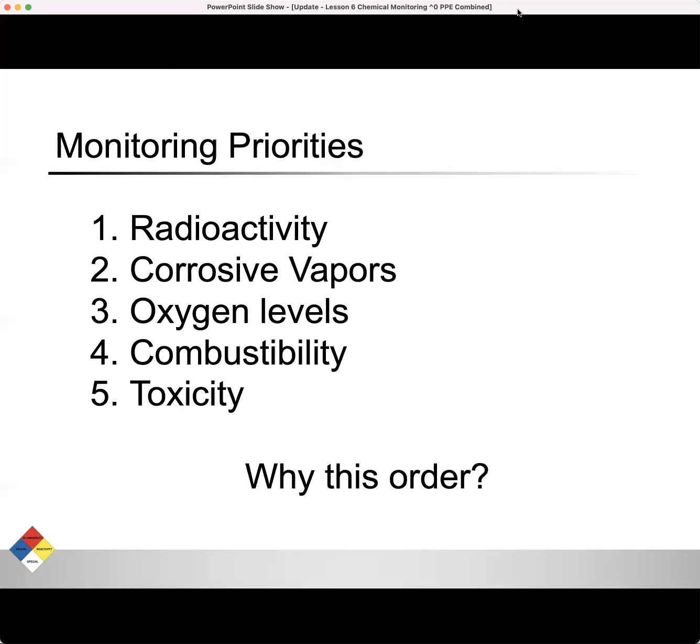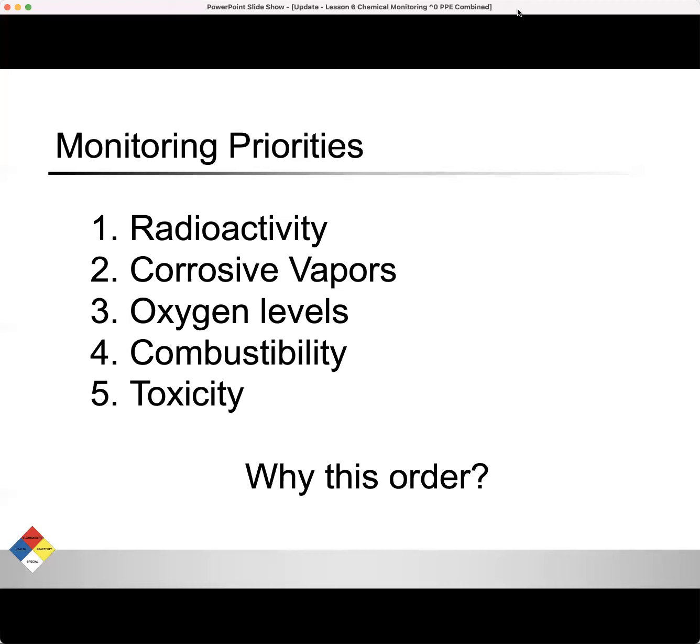Why this order? Very good question. In general, we're going to monitor in the order in which something could get us furthest and we have the least protection from. So radioactivity. So we talked about before, the most common types of radiation that we may encounter is alpha particles, beta particles, and gamma rays.